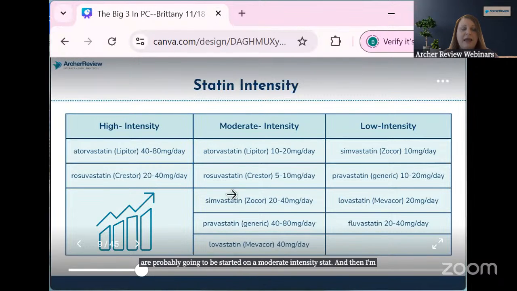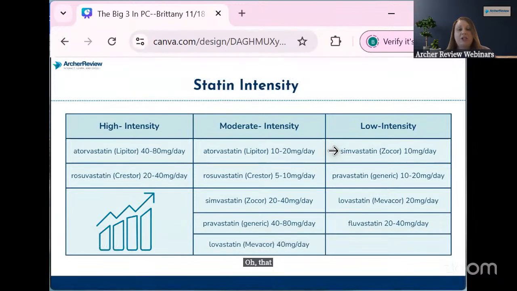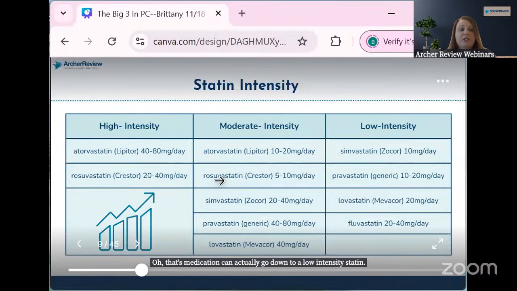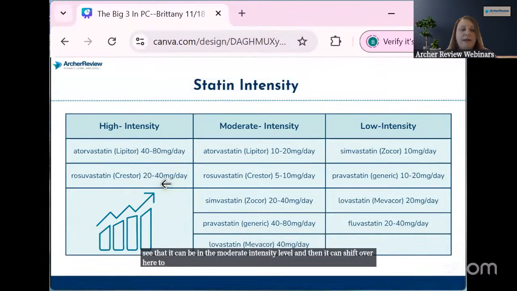And you can see these statins can shift in a different direction. So for example, if I say simvastatin, 20 to 40 a day, that's a moderate intensity, but you look over here, that medication can actually go down to a low intensity statin. I can also shift this direction, and look at rosuvastatin or Crestor and see that it can be in the moderate intensity level, and then it can shift over here to a high intensity depending on my dose.